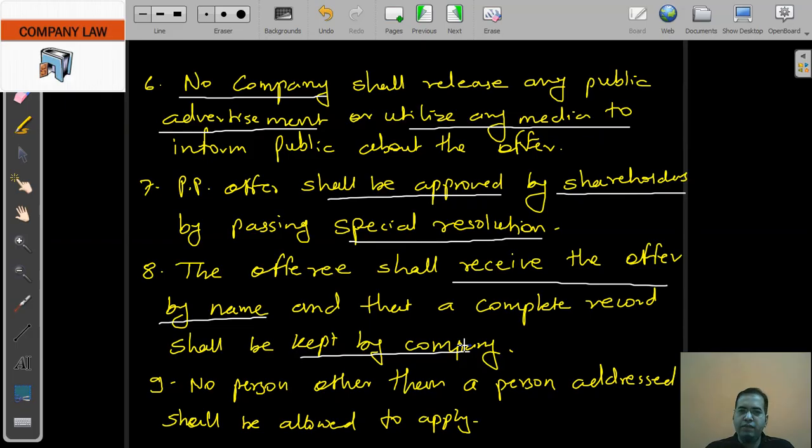No person other than the person addressed shall be allowed to apply. This is very important. If a specific offer is made, another person cannot accept that offer. Similarly here, the person to whom the offer is made under the private placement offer letter is the only one allowed to apply and subscribe for the securities. Other persons have been debarred. Let's say an offer is made to A. B, who is a relative or friend of A, may not be in a position to apply for the private placement. Other persons should not be allowed in that case.